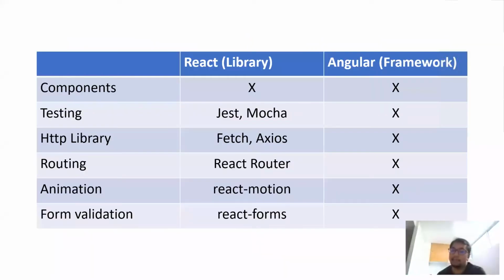Then again, if I compare React and Angular, React only provides you the components part, but they don't provide you testing, an HTTP library, routing, animation, or form validation. But when you install Angular, you get everything. You get components, testing packages, routing, animation, everything. But even though React doesn't give you those, you can plug in other libraries, like Jest or Mocha for testing, Fetch or Axios as an HTTP library, React Router for routing, or anything. You can work with it.